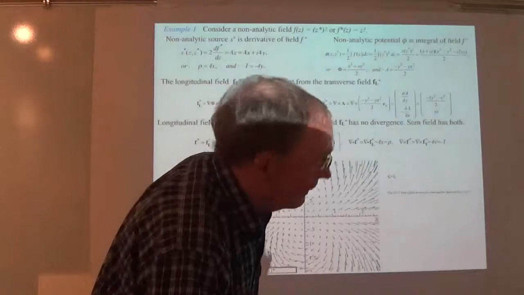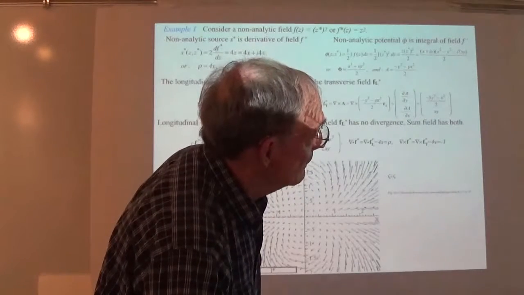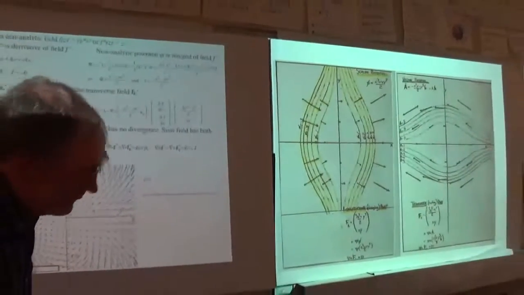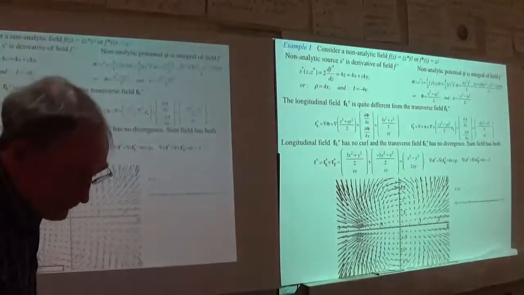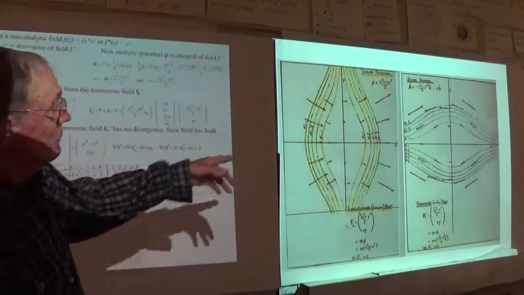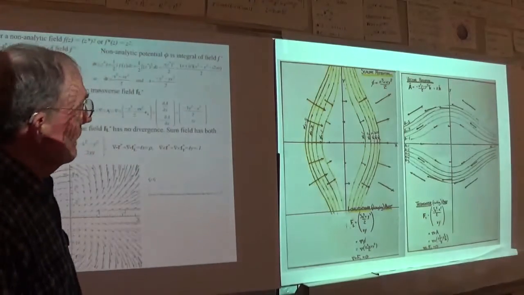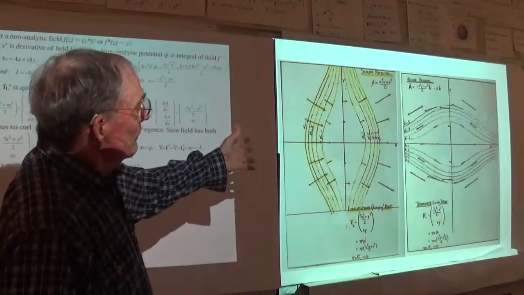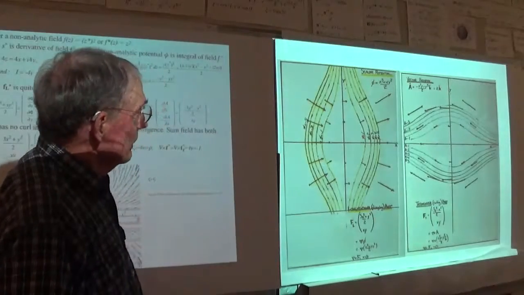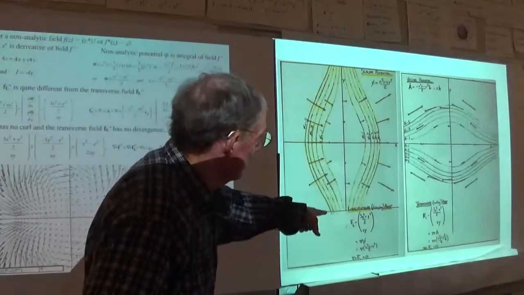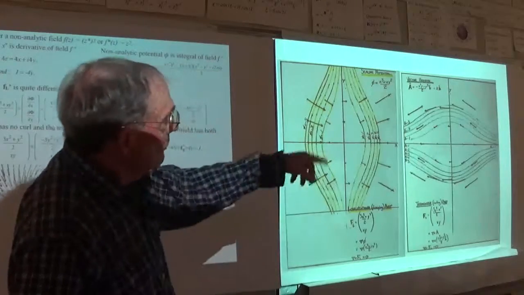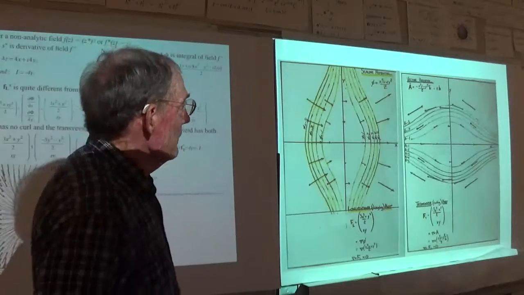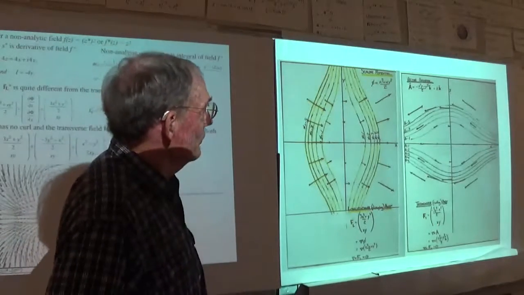What I want to do is show what those things actually look like. I'm going to jump ahead here to that part right there. There's what the scalar potential and the vector potential look like, and there are the vectors that go with them. In this case, the gradient of the scalar potential gives me the longitudinal field. That's this F sub L right there. And the other one gives me the transverse field.